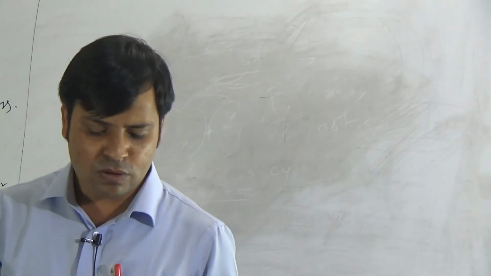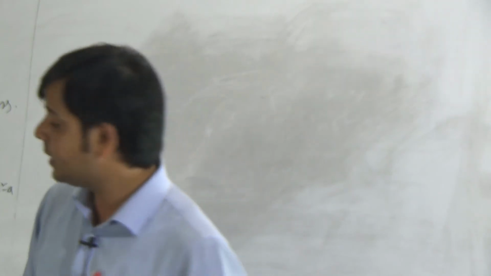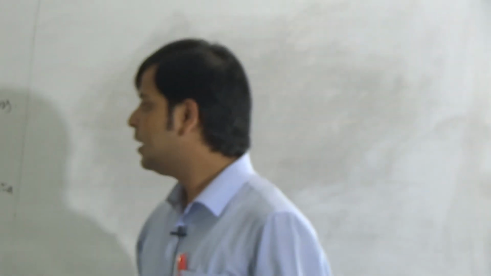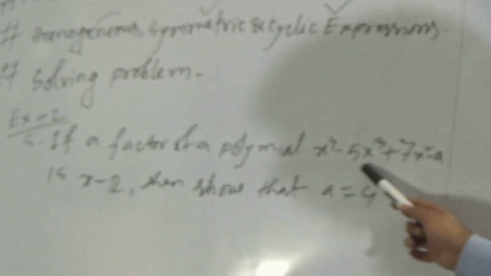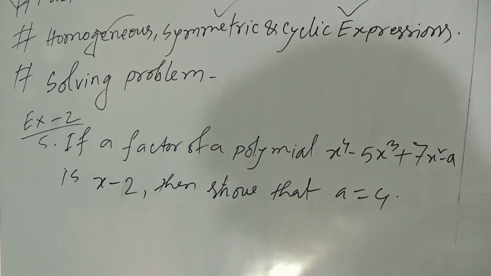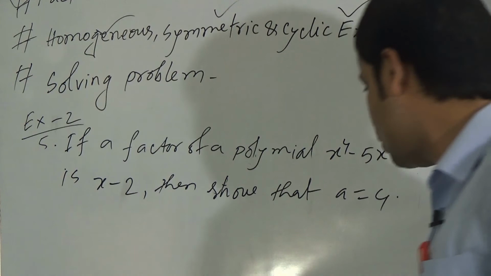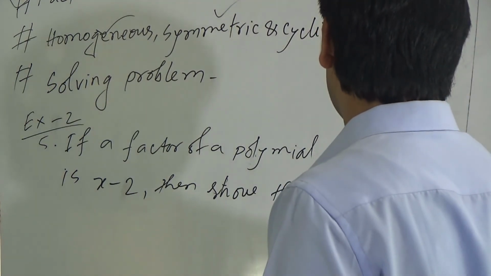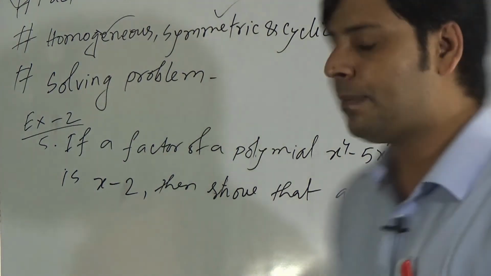Okay, dear students, now I will solve the problem from exercise 2, problem 5. I have written it here. The problem is: if a factor of the polynomial x to the power 4 minus 5x cube plus 7x square minus a is x minus 2, then show that a equals 4. We need to show that a is equal to 4. To show this we need to apply the remainder theorem.